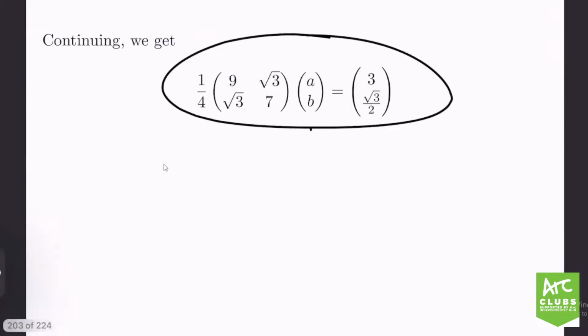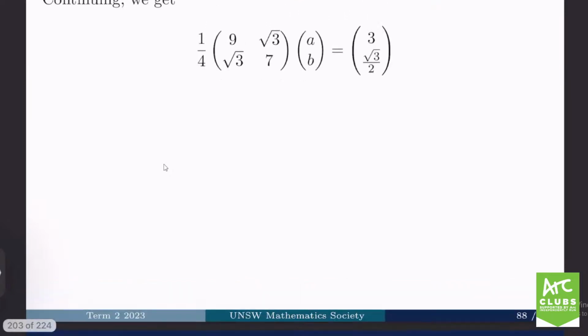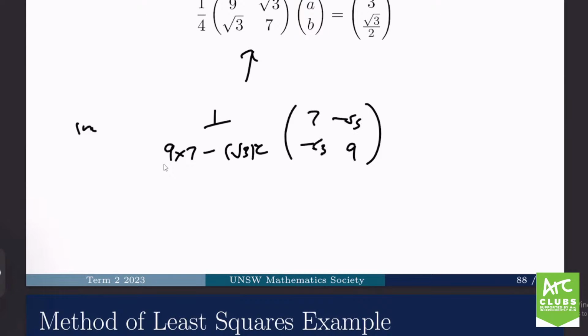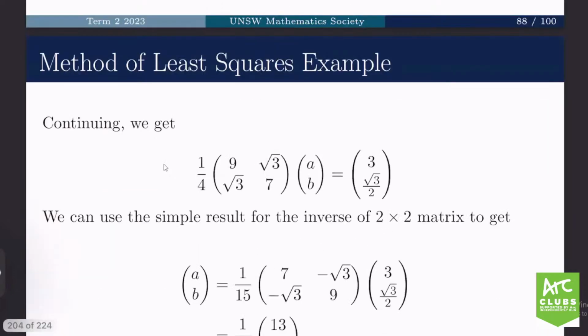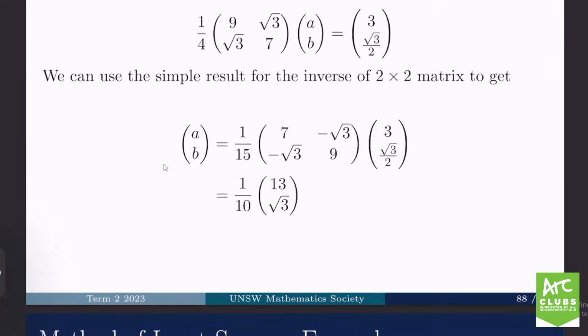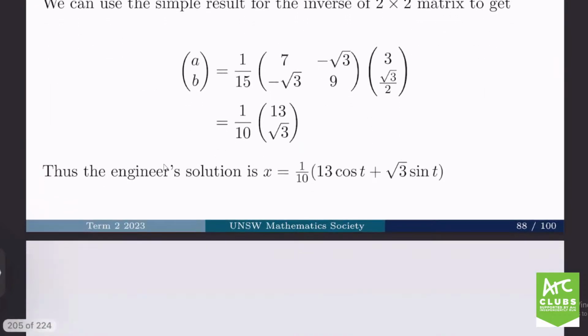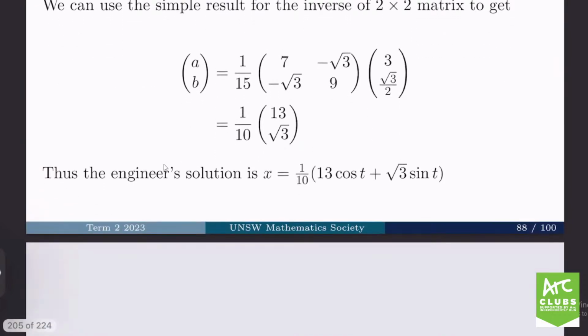Now this is solved fairly straightforwardly because we know that the inverse of this matrix will just be 1 on 9 times 7 minus root 3 squared, times this matrix. So we swap these around and then add negative signs here, and this will be our inverse. That's the formula for an inverse matrix. If we multiply that across, this is our solution. So a equals 13 on 10, b equals root 3 on 10. And so our least squares solution will be 1 on 10, 13 cos t plus root 3 sin t.